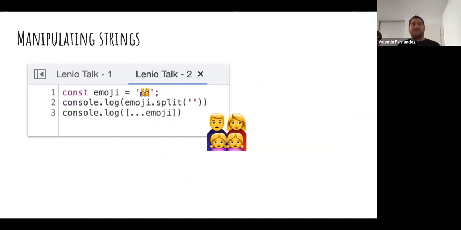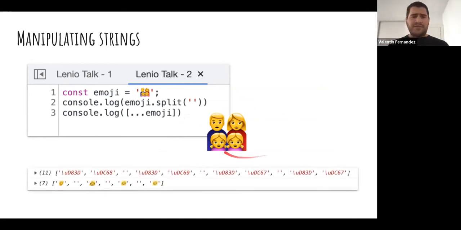But also I want to see how JavaScript manipulates strings. This is something Stanislao is going to talk about a little later. But let's see how the split method, without Unicode, and the spread operator work. We have the family emoji here, and if we print the outputs of the split method and the spread operator, you will see that we get an 11 using split with an empty string, and we get a lot of emojis when printing the output of the spread operator.